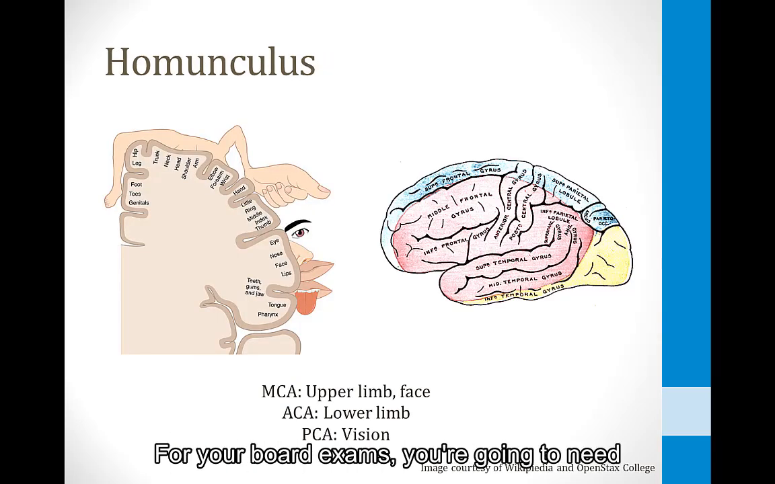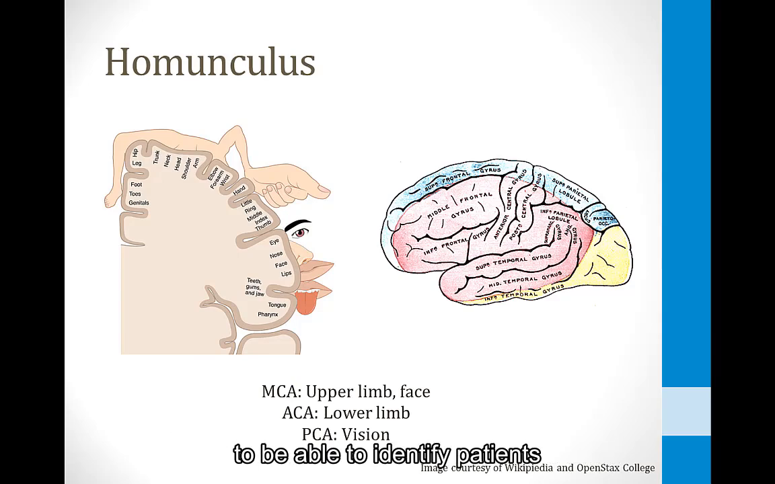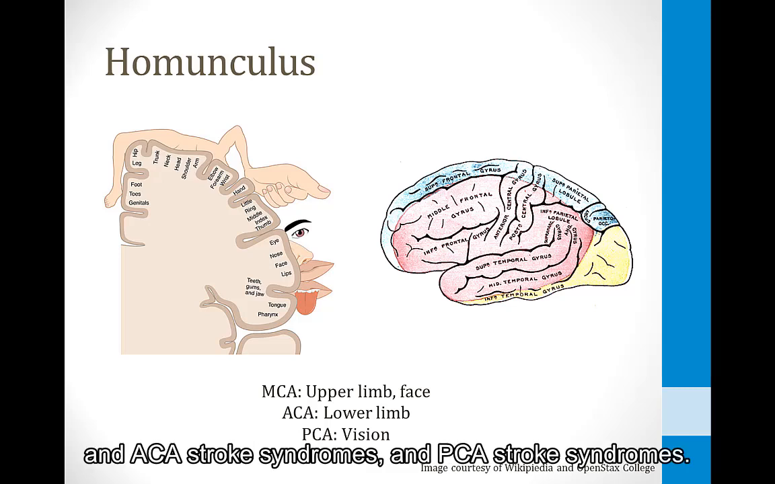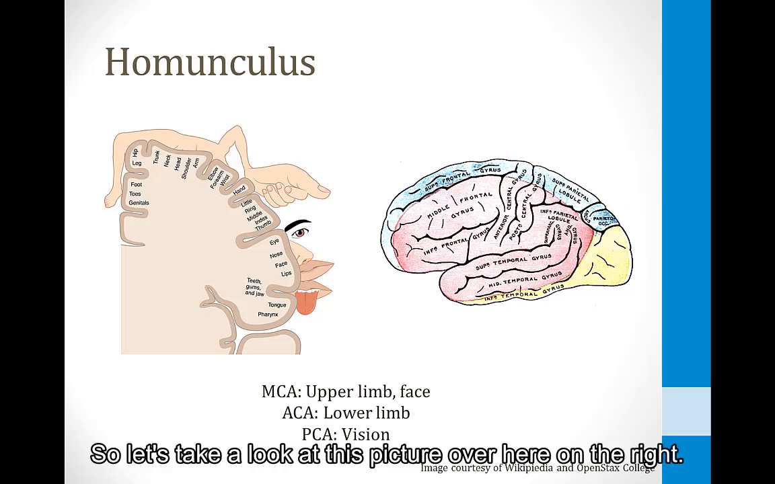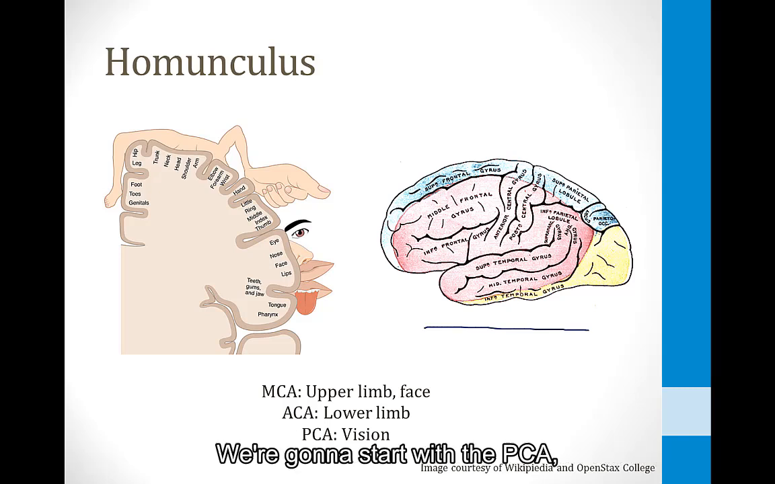For your board exams, you're going to need to be able to identify patients who have MCA stroke syndromes and ACA stroke syndromes and PCA stroke syndromes. And to do that, you need to know the portions of the brain supplied by each vessel. So let's take a look at this picture over here on the right. We're going to start with the PCA because that's the easiest to understand.